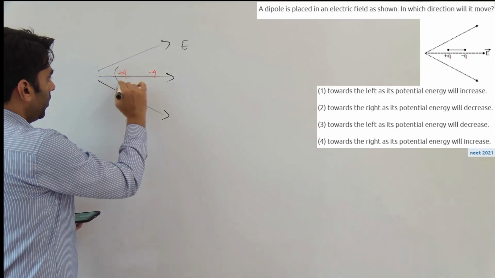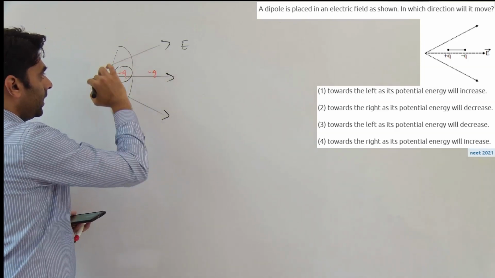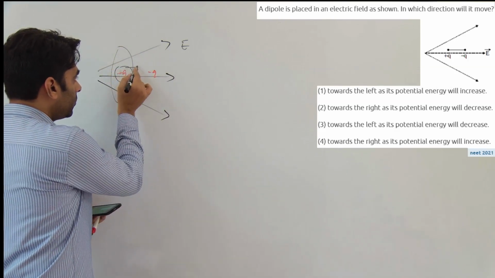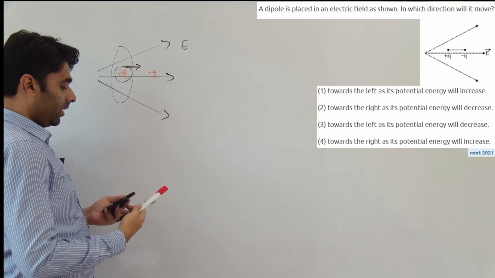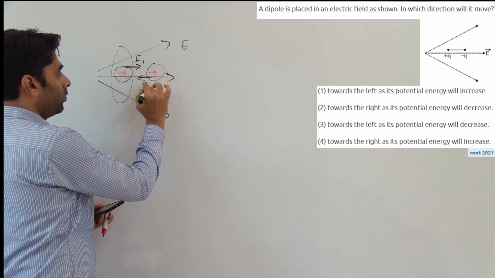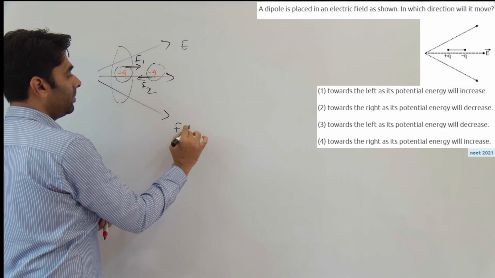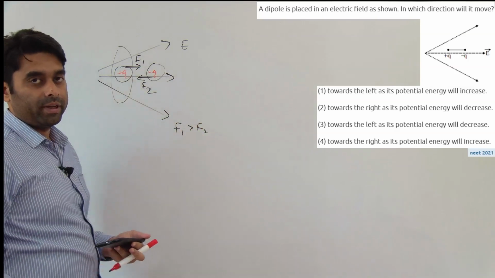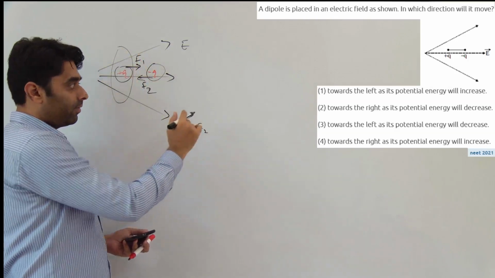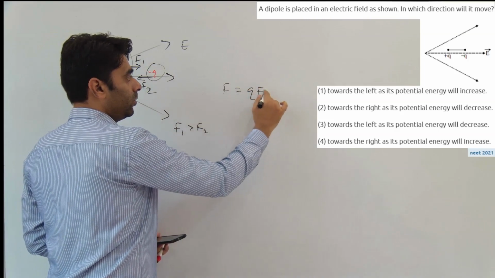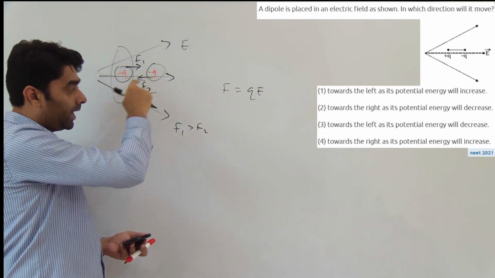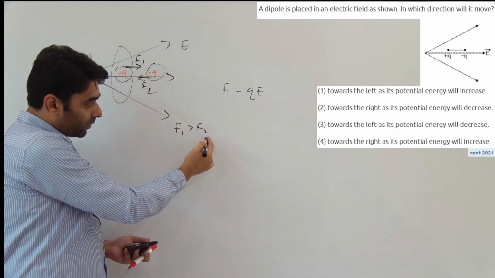If you notice carefully, on this plus q the density of field lines is more, therefore this plus q will experience force towards the right, and the minus q will experience force towards the left. Very clearly we can see that force F1 will be greater than force F2. The reason is that more field lines are there, so the electric field is more. Force is equal to qE. If the electric field is more, obviously it will experience more force towards the right as compared to the negative. On the negative charge, relatively less force will act.